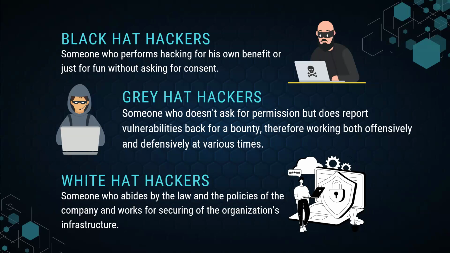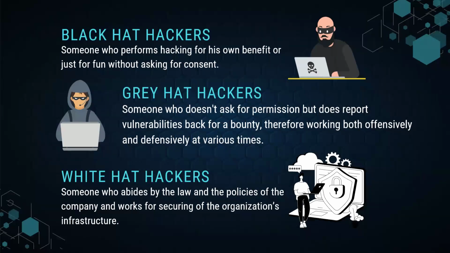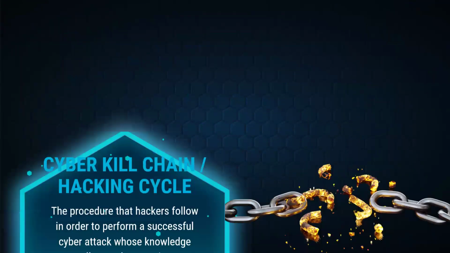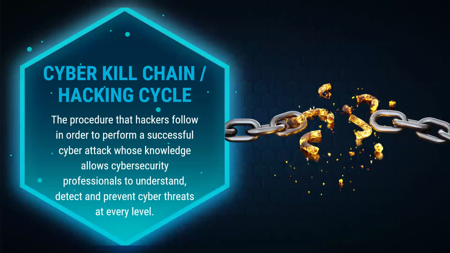Now, no matter what category of hacker you take, whether it be a black hat hacker, a gray hat hacker, or a white hat hacker, all these hackers perform this hacking or ethical hacking in a certain procedure. And that procedure is commonly known as cyber kill chain. Some organizations also refer to it as hacking cycle. So this term cyber kill chain or hacking cycle is one and the same. To define it, it is the procedure that hackers follow in order to perform a successful cyber attack.